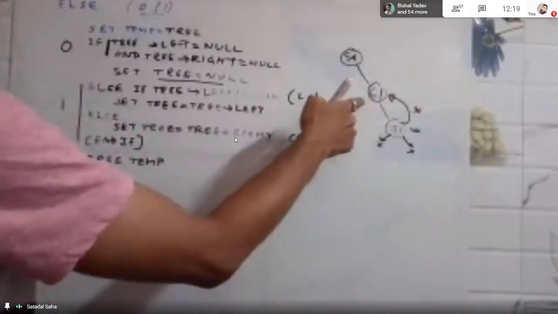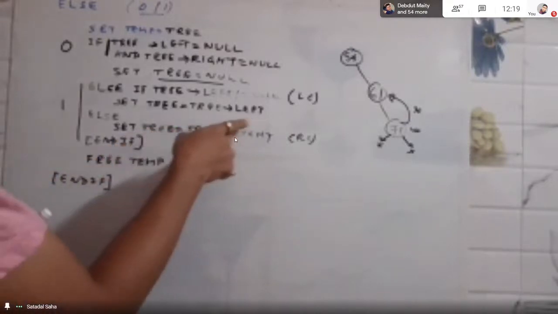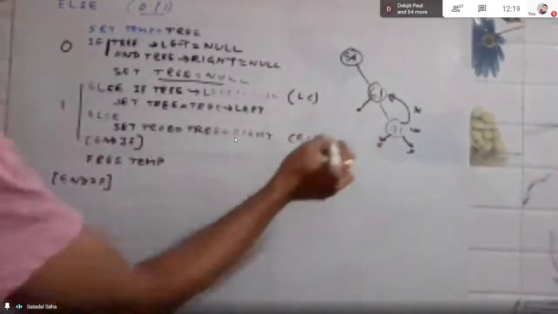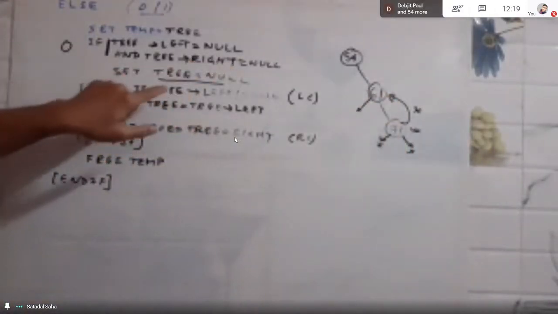Next one: t of n equal to root 2 t of n by 2 plus log n, with the condition that left not equal to null, which is not valid here. So it will go to the else part.